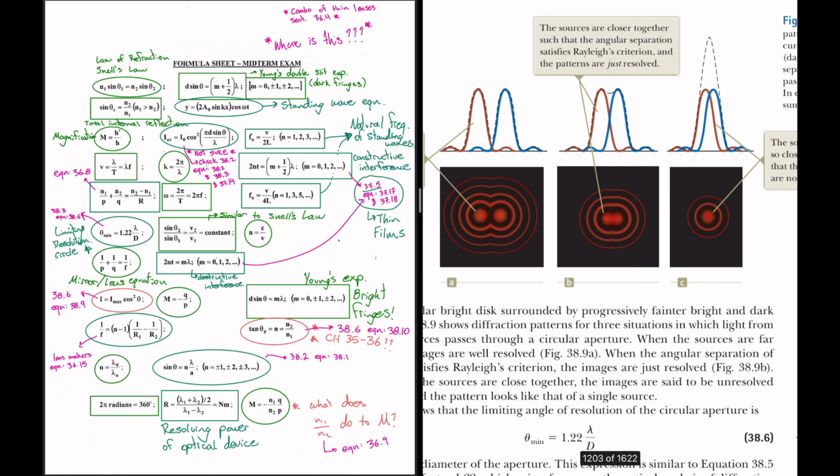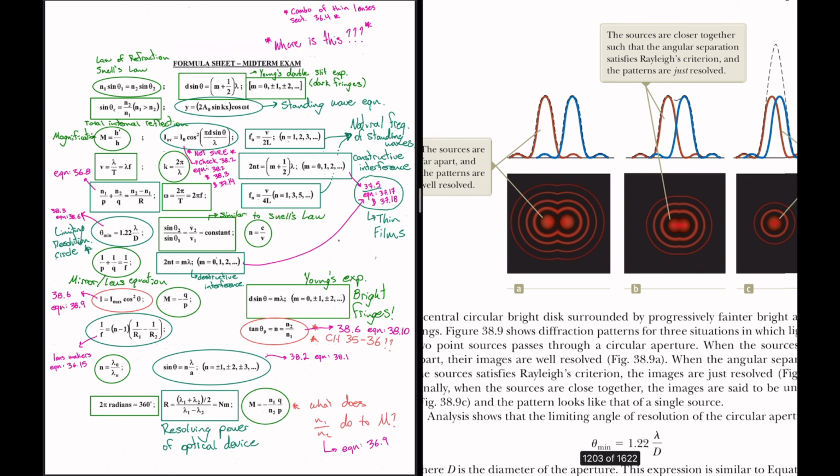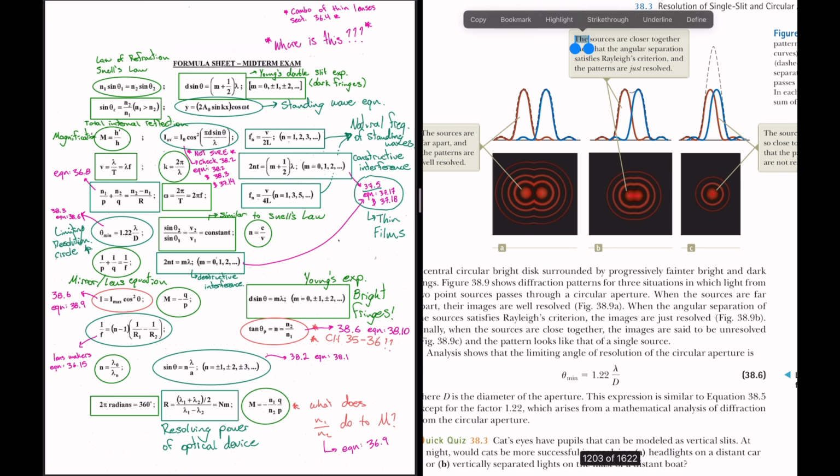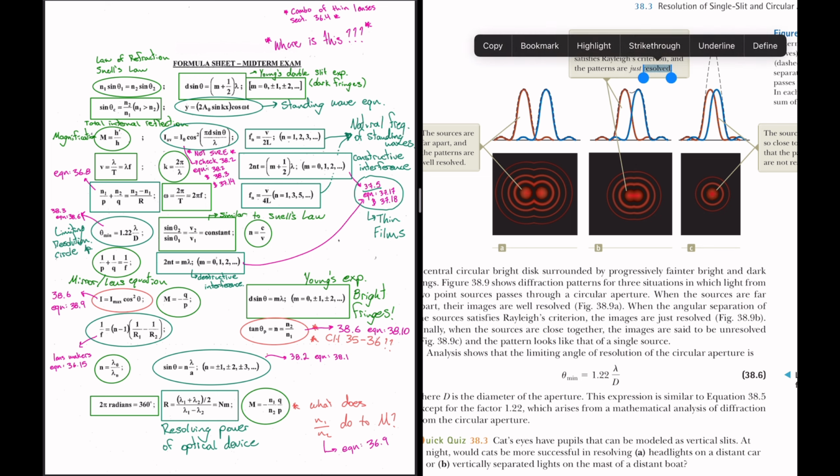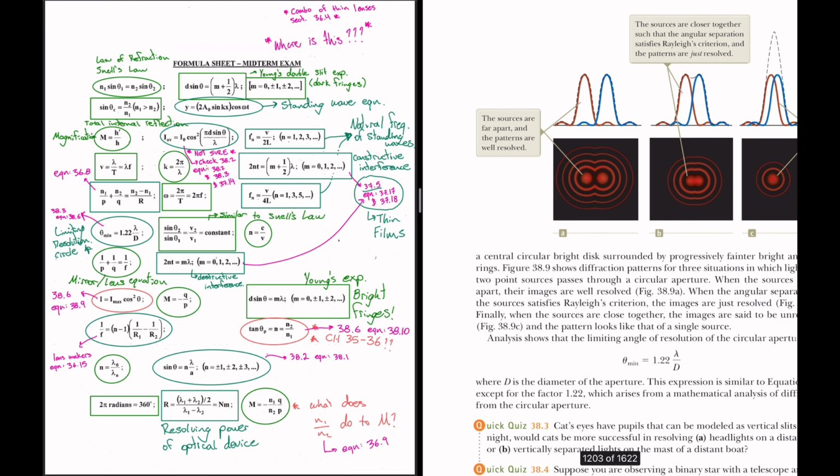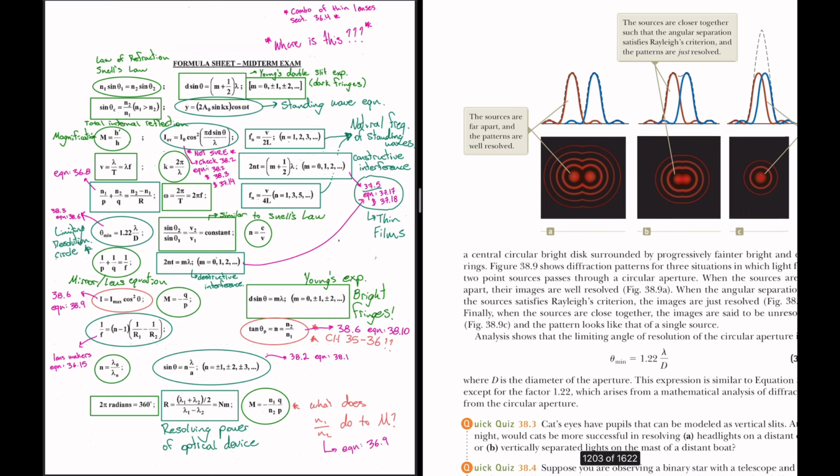So over here, let's read at the top. The two sources are closer together such that the angular separation satisfies Rayleigh criterion and the patterns are just resolved. So they use the word resolved and they say it's almost resolved. That's the central image over here. If we read this one over here, it says the sources are far apart and the patterns are well resolved. So now we can kind of understand what resolved means. It's like you can tell the difference between the two waves or diffraction patterns there.